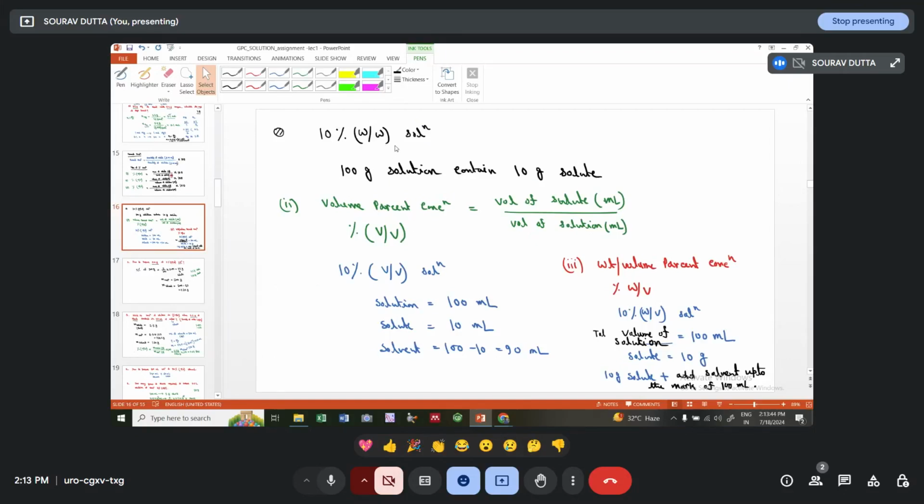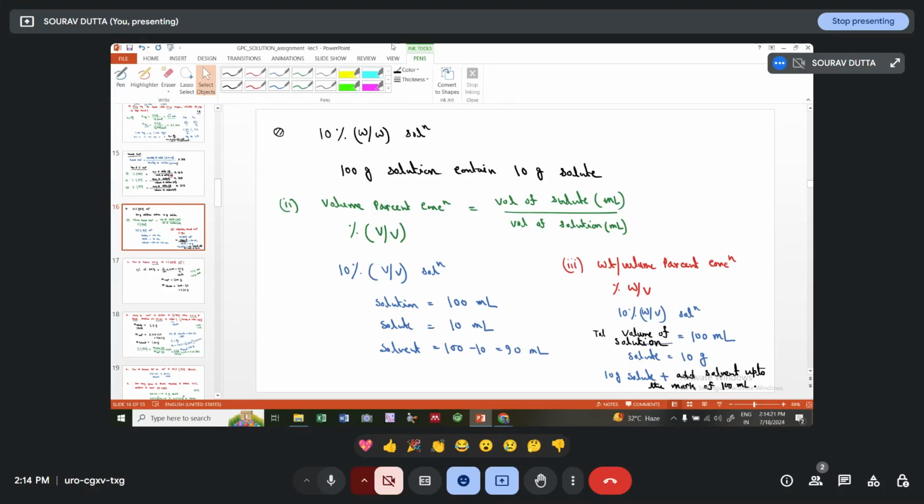Let's say 10% W by W solution, which means 100 gram solution contains 10 gram solute. Volume percentage 10% V by V solution means 100 ml solution contains 10 ml solute. So how can we prepare this solution? We know that solution equals solute plus solvent. So in 100 ml solution there are 10 ml solute, so 100 minus 10, that is 90 ml of solvent. If I mix 10 ml solute with 90 ml solvent, we will get a 10% V by V solution.